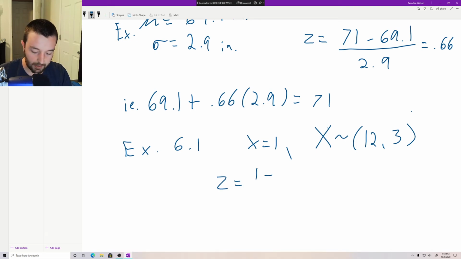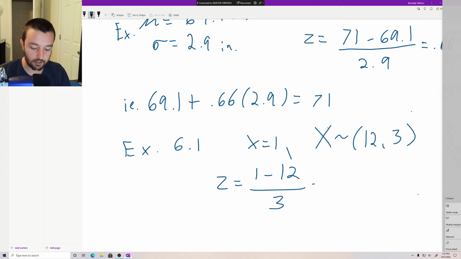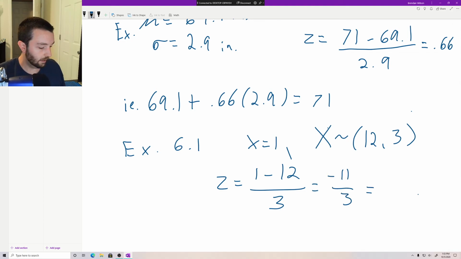Big X is normally distributed with mean 12, standard deviation 3. So the z-score, what would it be? Well, we're going to do 1 minus 12 divided by 3. 1 minus the mean divided by the standard deviation. So it's going to be negative 11 over 3, which is like 3 2/3. So negative 3.67, rounded.